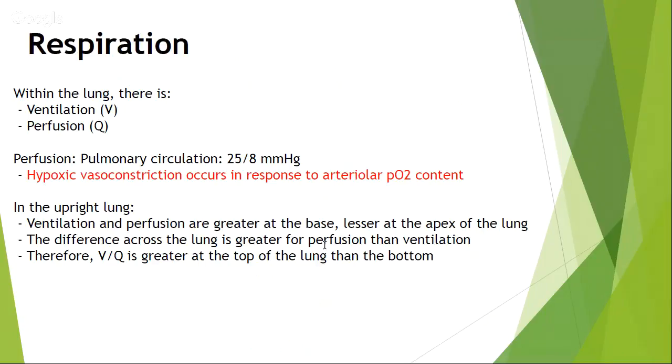However, because of the effects of gravity, perfusion, which is also higher at the base of the lung, has a bigger difference to it. So ventilation is lower at the apex, higher at the base. Perfusion is also lower at the apex, higher at the base, but there's a bigger difference. This means that the VQ ratio, the ventilation-perfusion ratio, will be greater at the top of the lung than the bottom of the lung.